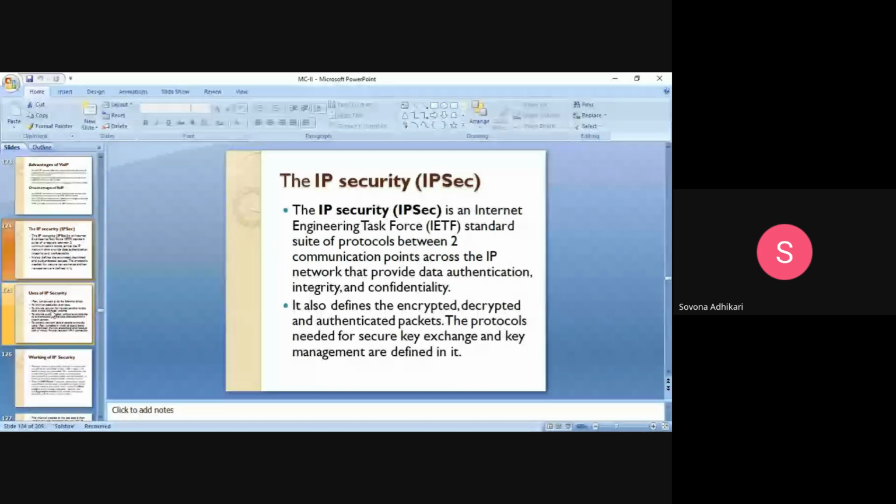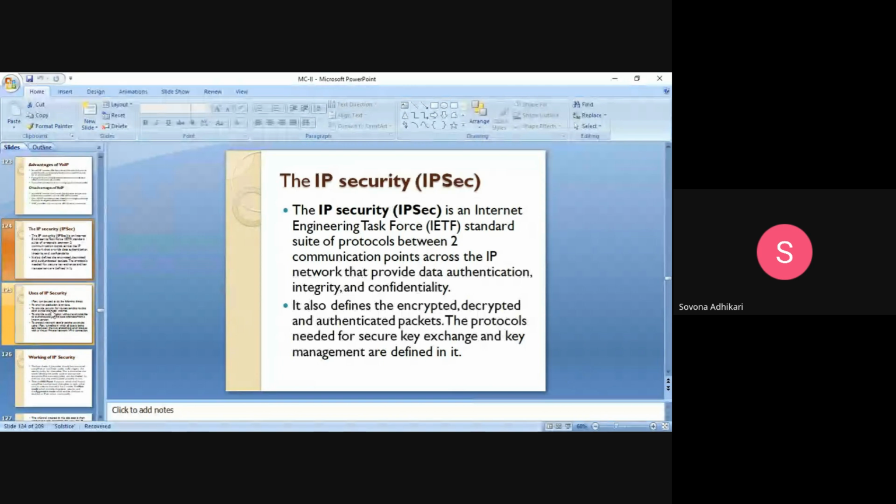Let us discuss how our data will be secured, because security actually plays a vital role, because when we are sending data, we may send some emergency data, some data which are important, and I don't want this data to be read by others. So IP security, which is shortly known as IPsec, is an Internet Engineering Task Force standard suite of protocols between two communication points across the IP network that provide data authentication, integrity, and confidentiality.